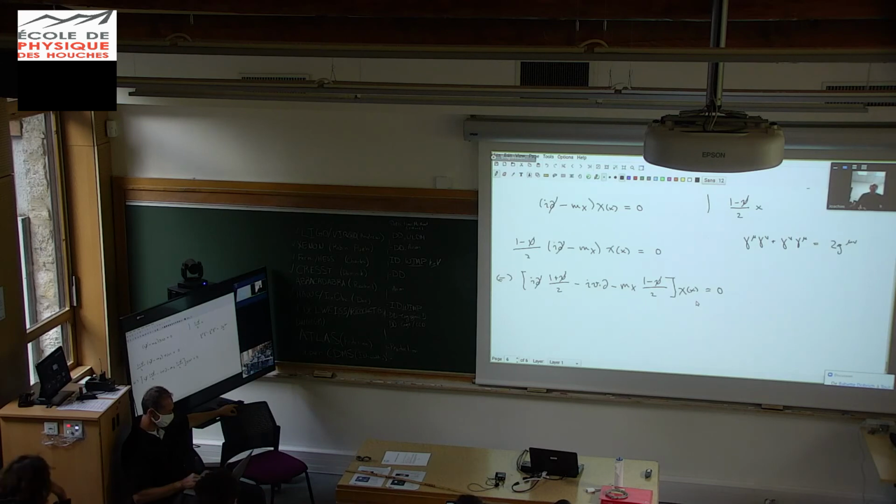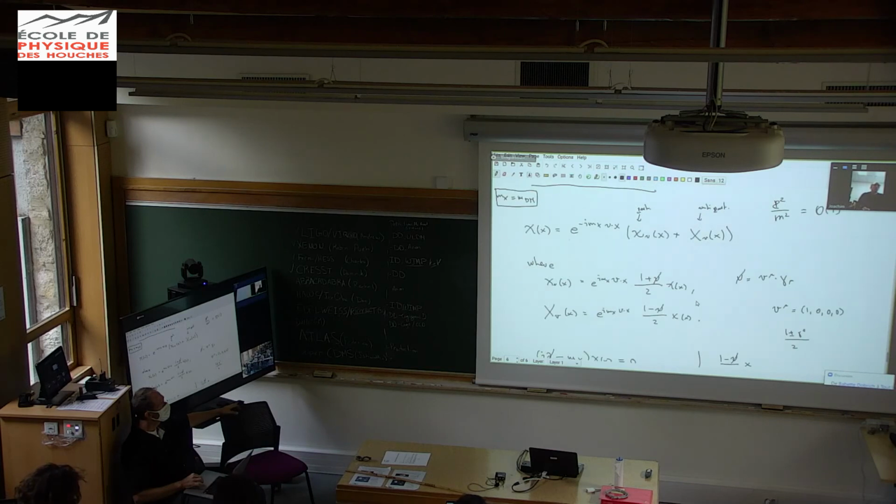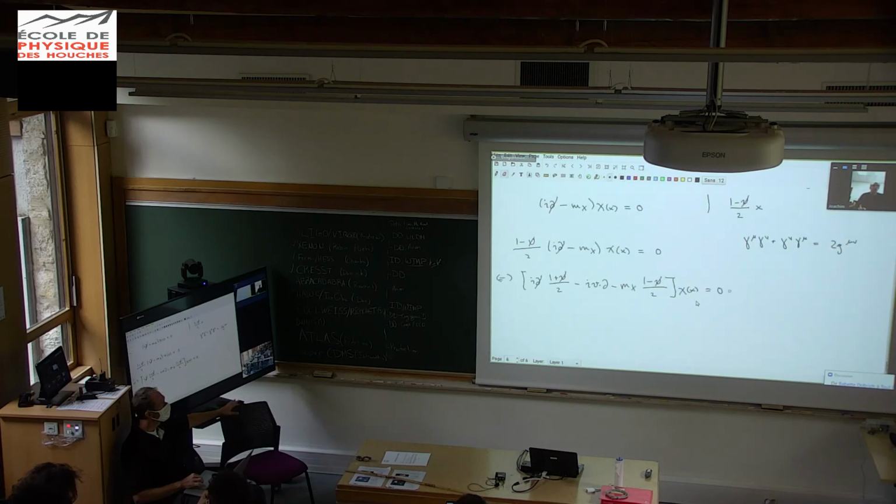And now what I want to do, so this chi, I want to insert our relation here. So we factor out this scale factor and split it into these two components. So I want to insert this here. So I write this as e to the minus i m chi v dot x times chi v of x plus capital chi v of x equals 0.